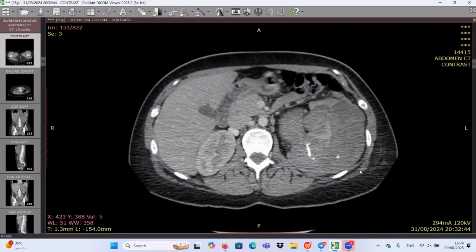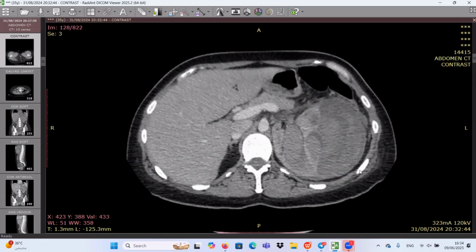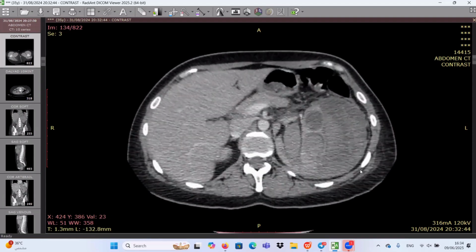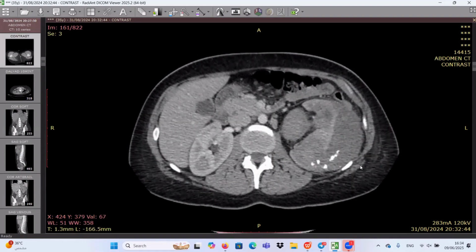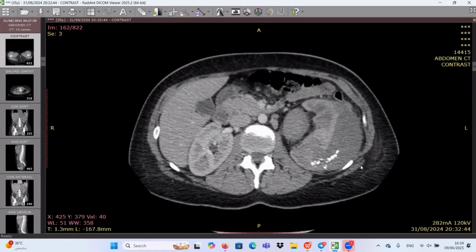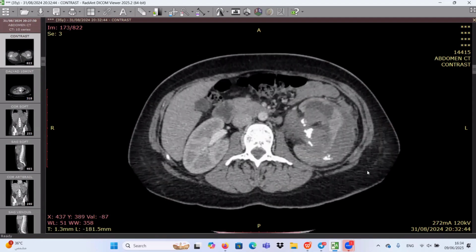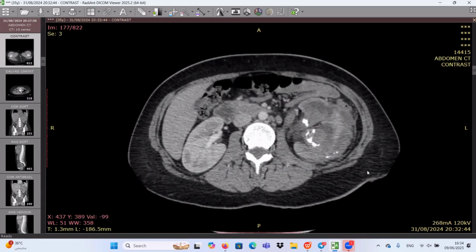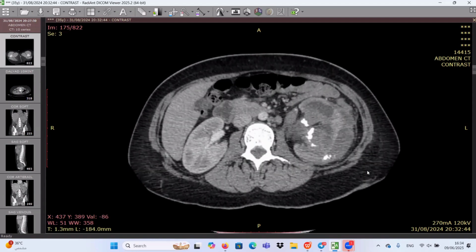And these calcifications are seen outside the renal parenchyma. Very nice. In this hematoma in this area. So do you think that these are calcifications or stones, according to the history?